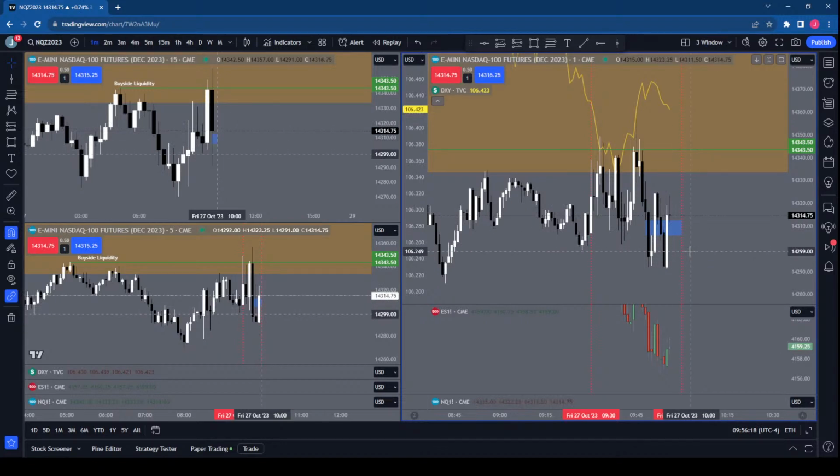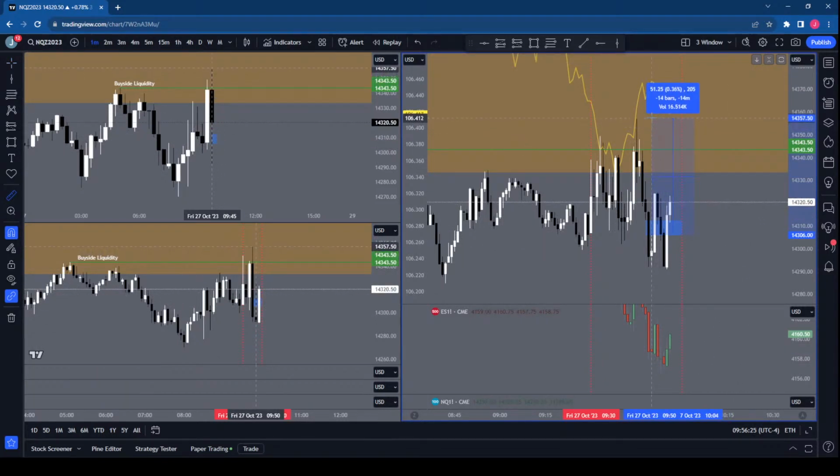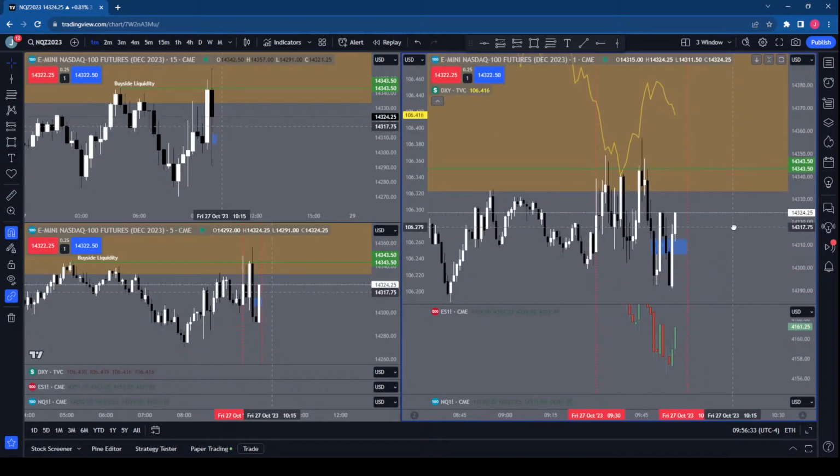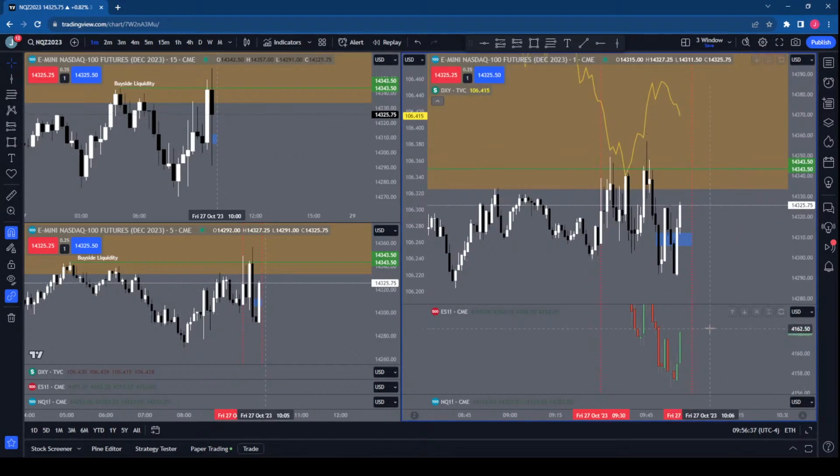Another thing too is I'm so used to ES that there were like one or two days where I tried to trade NASDAQ and I was measuring out the ticks, and I would measure something out and think it was 50 ticks, and it was really just double. Because on ES that's a lot.